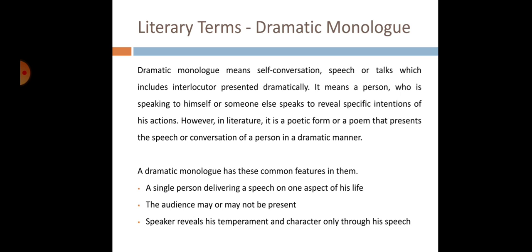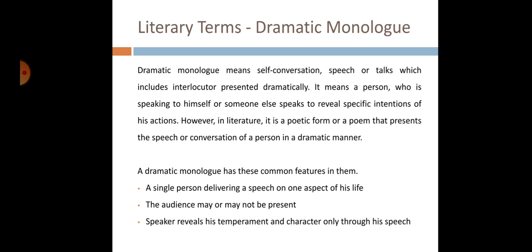The examples of this form in English literature are Tennyson's Ulysses. Tennyson की poem Ulysses, Browning की poem My Last Duchess, Fra Lippo Lippi, André del Sarto, Rabbi Ben Ezra, and T.S. Eliot's The Love Song of J. Alfred Prufrock.